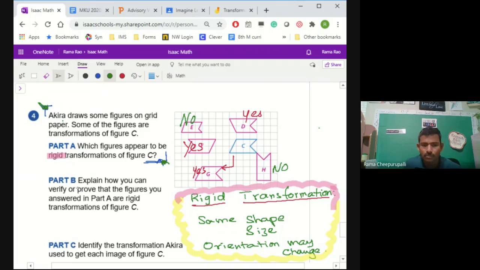Now let's move on to the next one, part B. Explain how you can verify or prove that the figures in part A are rigid transformations. Obviously, we can say they are the same size and same shape, okay? Even though they moved around, that's fine. Now let's move on to part C. Identify the transformation Akira used to get each image of figure C. Now, I'm going to clear this one since you already have them.